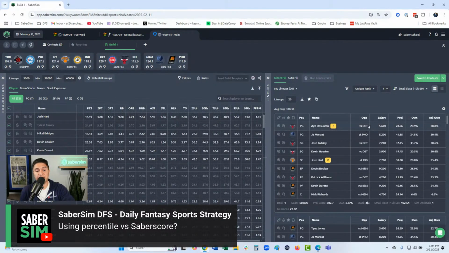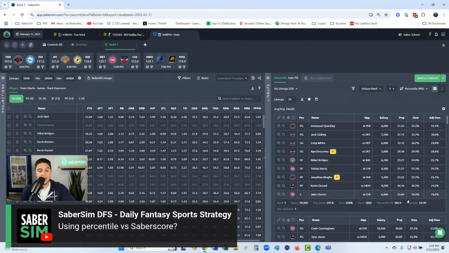And then there's lineup percentiles, right? You come into the sorting metrics, you go to percentile. Say I sort by 99th, right? Well, what is this telling me? You're going to notice that a number pops up here in the summary stats, 386.9. If I hover, usually I can see all the percentiles, but 386.9, right?